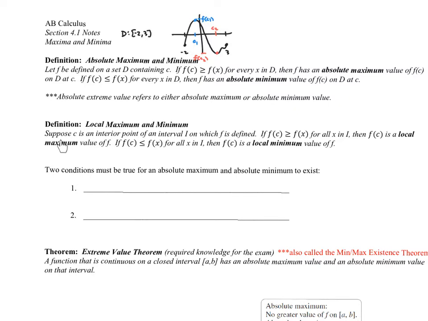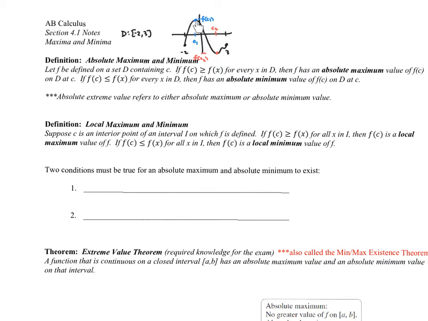So let's read the definition. Suppose c is an interior point of an interval. Okay, interior point, non-endpoint. That means you can't have local max or mins on an endpoint of an interval on which f is defined. If f of c is greater than or equal to f of x for all x in that small interval, then f of c is a local maximum. If f of c is less than or equal to f of x for all x in that little interval, then f of c is a local minimum.